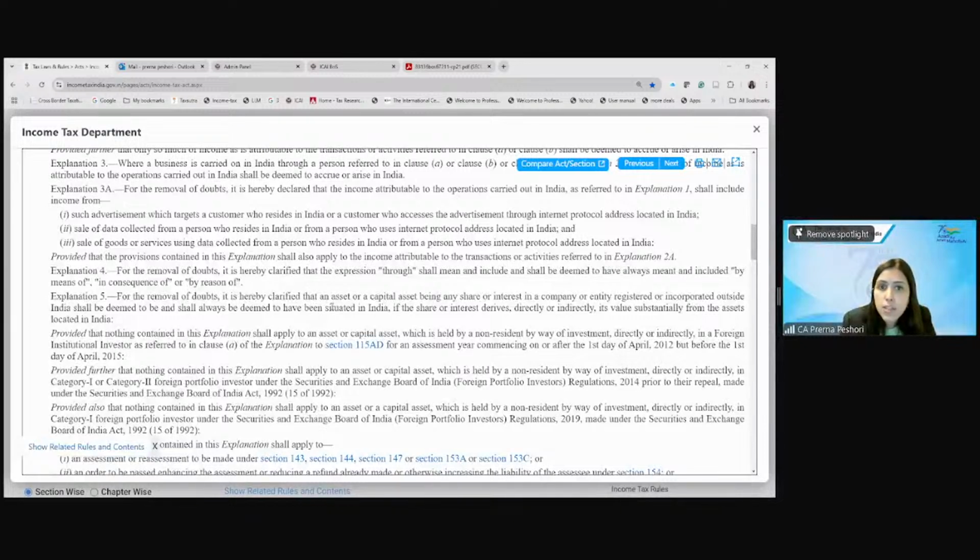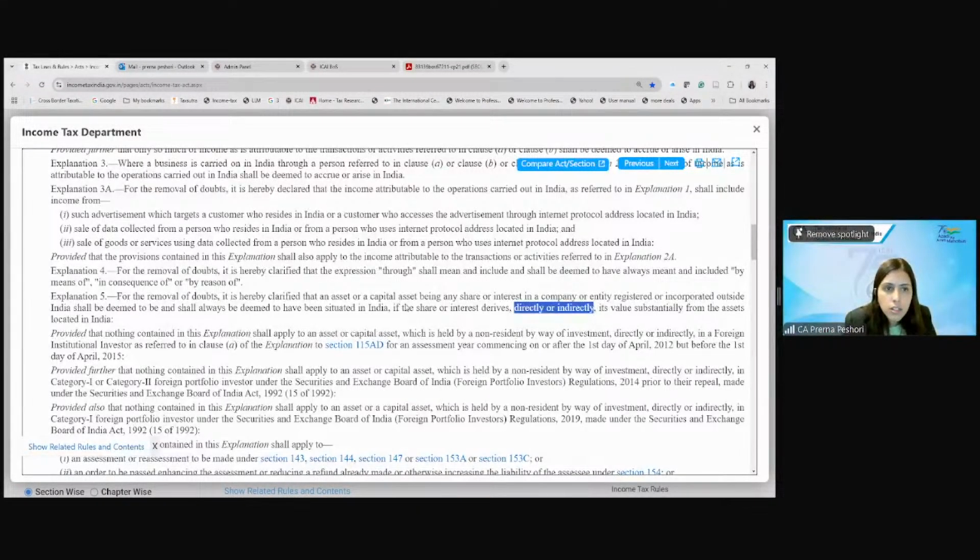So Explanation 5 says that any capital asset which is a foreign company's shares shall be deemed to be situated in India if the share or interest derives directly or indirectly. So even if you have an indirect holding in India, if the value of company A's shares is deriving from the Indian asset, Indian shares, company A's shares will also be considered to be deemed to be situated in India. Are we clear? Yes.